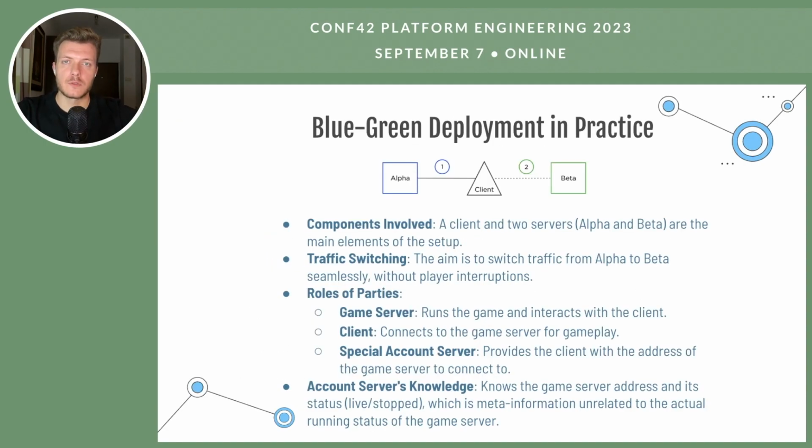Our setup involves three main elements: the client and two servers, named alpha and beta. The objective is to transition the game traffic seamlessly from alpha to beta, all while ensuring that the players experience zero interruptions. This migration process involves not just the game servers and the clients, but also a specialized account server.